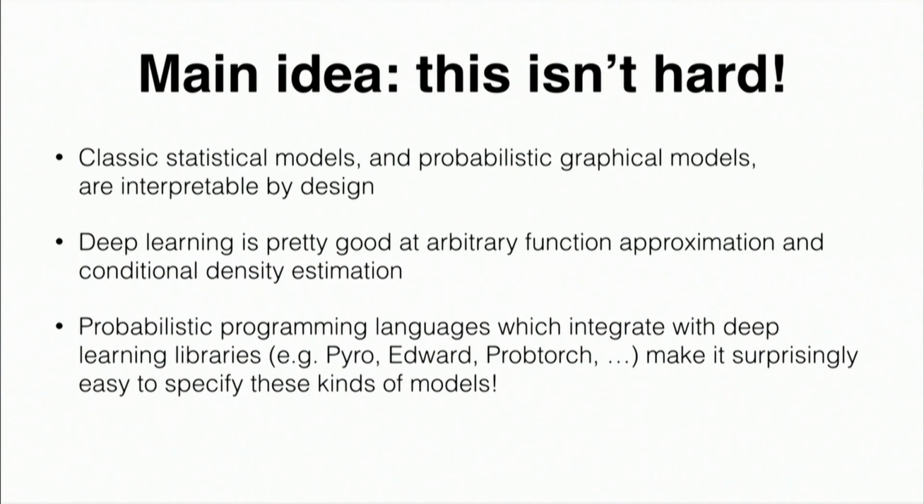classical statistical models are great, right? They're interpretable by design, and deep learning is pretty good at fitting functions and at conditional density estimation. And so if you use these to their strengths, then you end up, I think, able to build new kinds of models that are really useful across sciences.